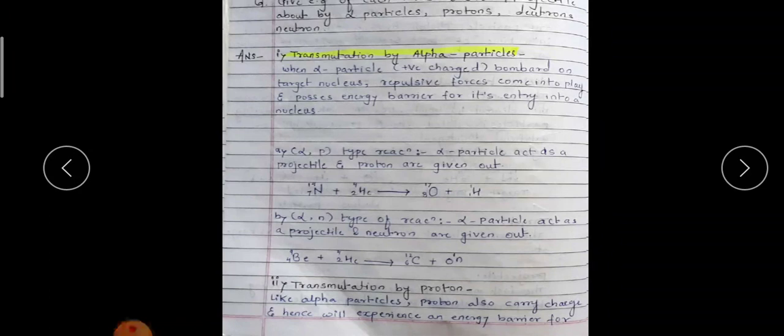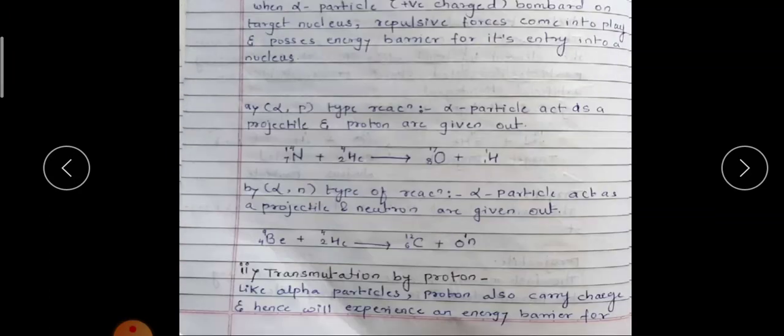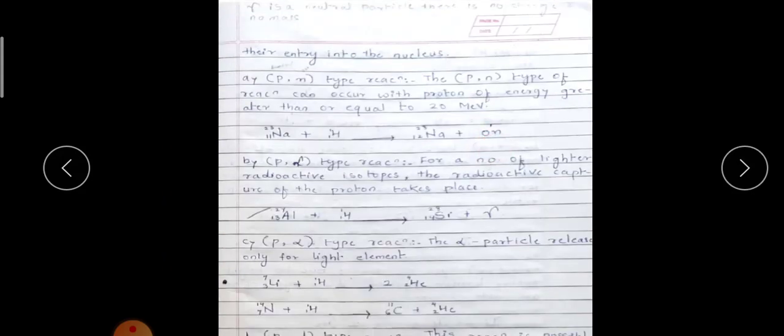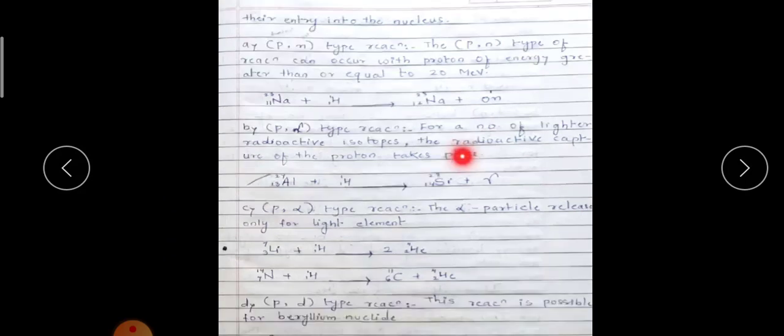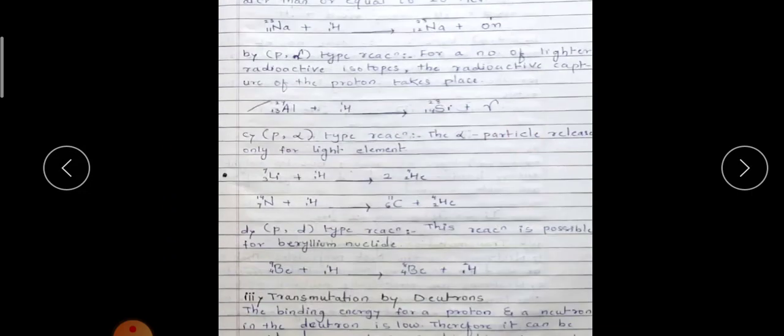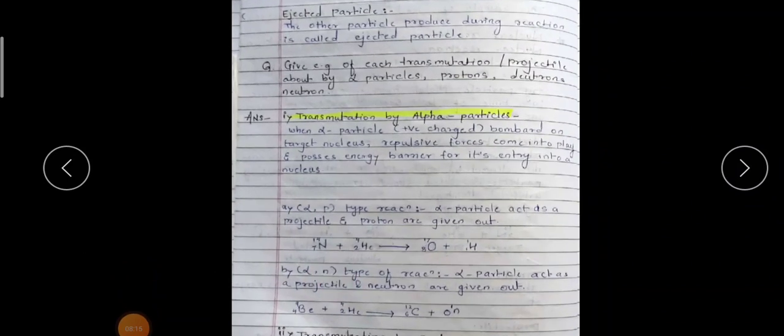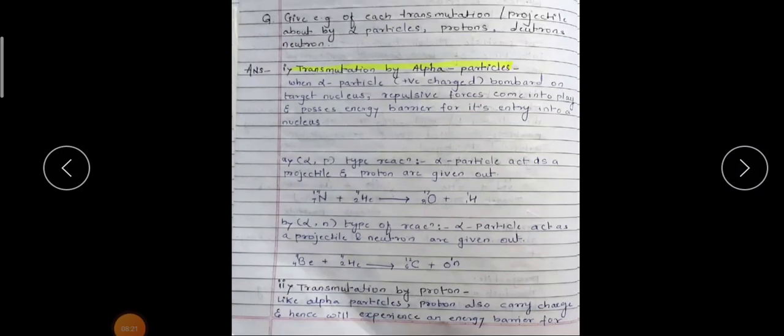Then transmutation by the proton: like the alpha particle, the proton also carries charge and hence will experience an energy barrier for its entry into the nucleus. There are the PN type, P alpha type, P gamma type, P deuterium type. There are four different types for proton bombardment. But today we will focus only on transmutation by alpha particles, where we have seen two examples: the alpha P type of reaction and the alpha N type of reaction.